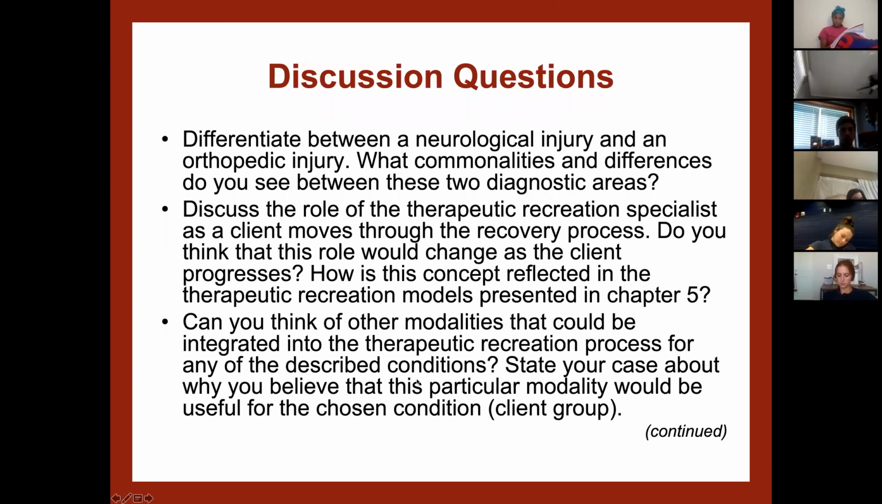And I told you we were going to get done early today. This top one here: be able to differentiate between a neurological injury and an orthopedic injury. Think about how and why sometimes neurological injuries are diagnosed as being orthopedic.